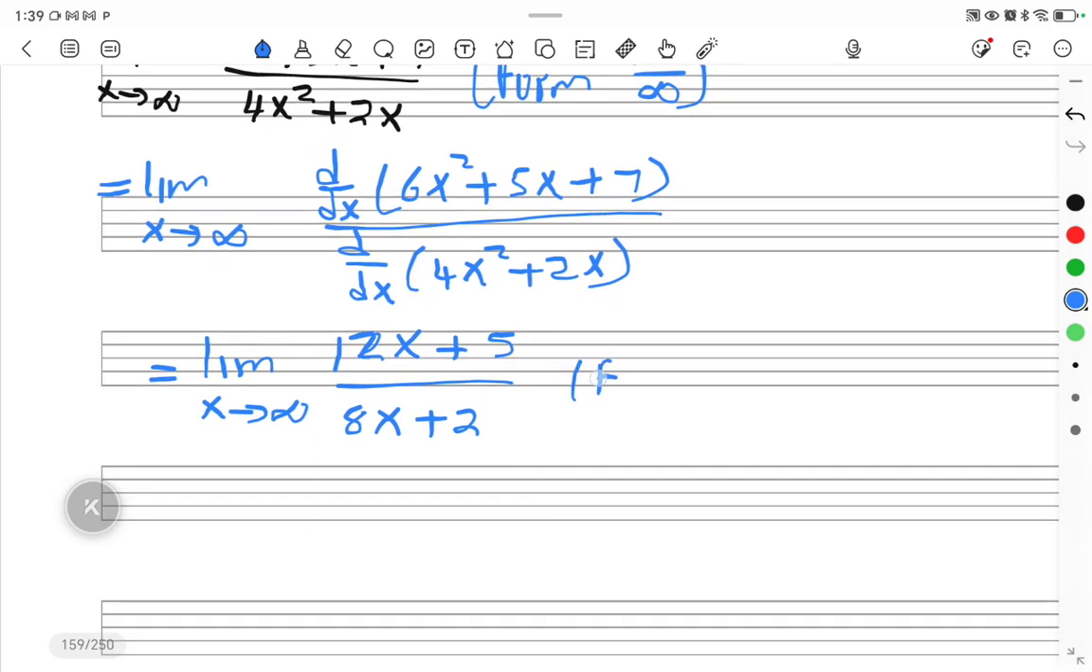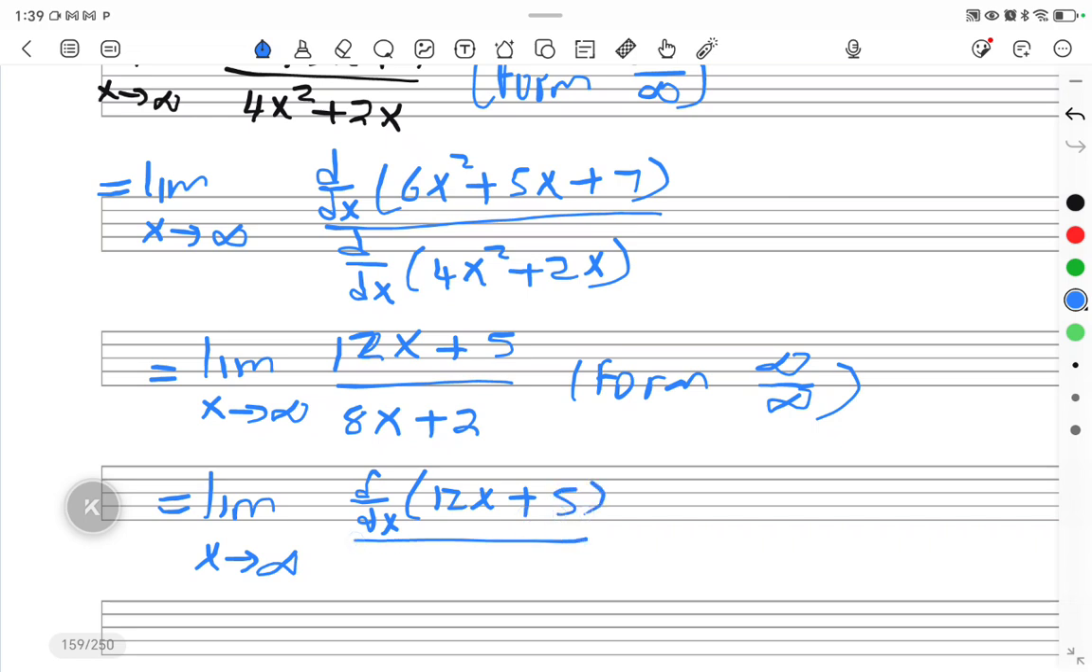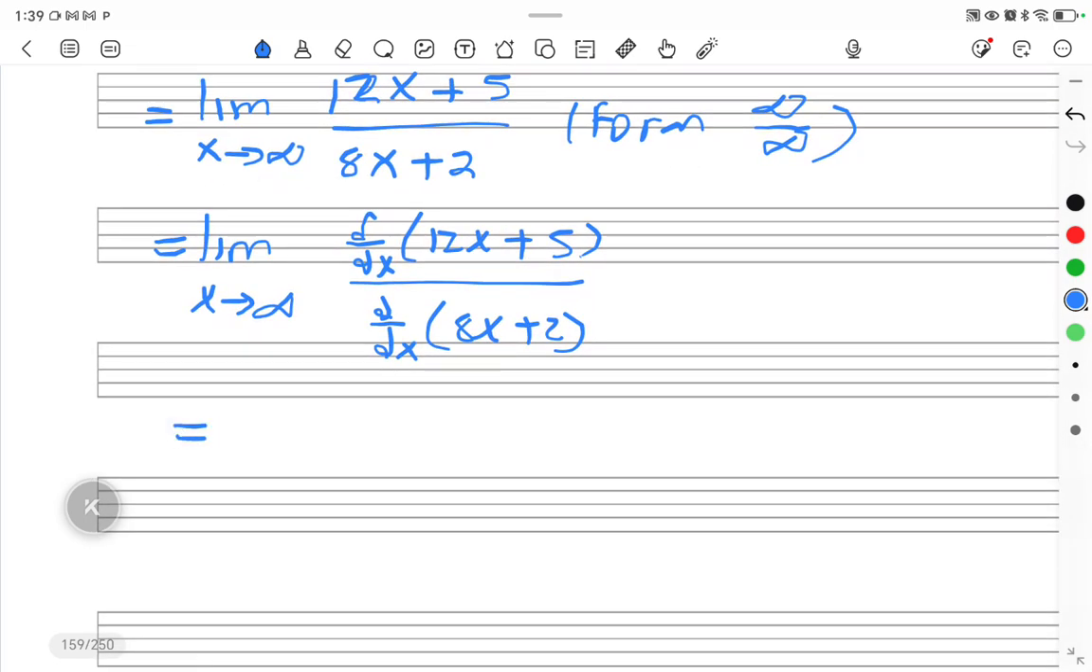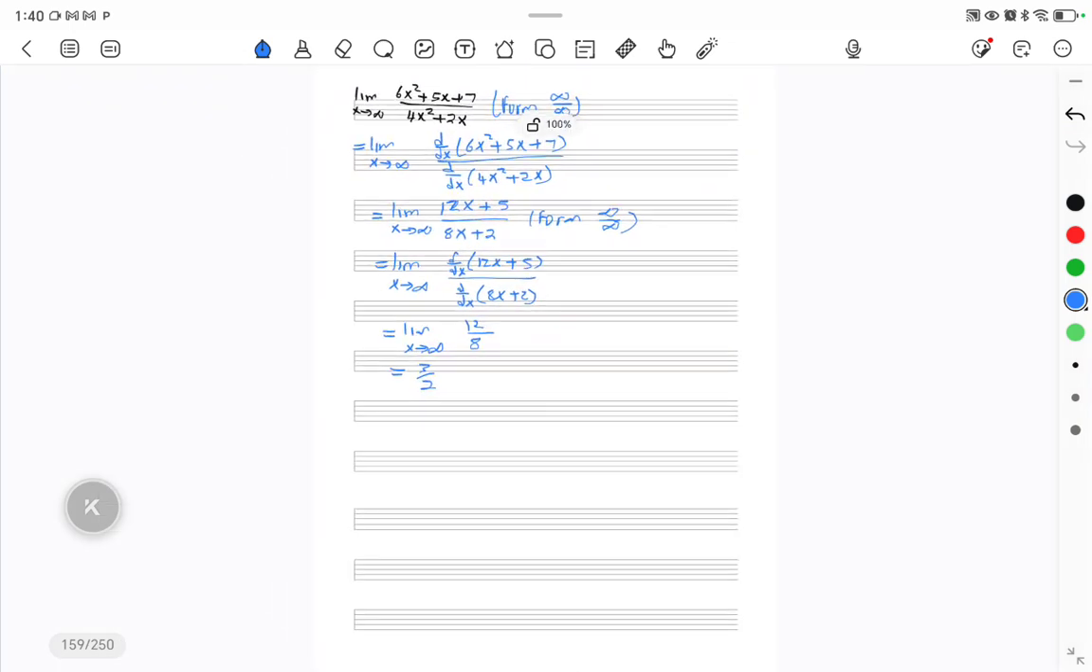So now we check the form. The form again will be infinity over infinity. We apply the derivative again. For L'Hopital rule, we derive the numerator, 12x plus 5, over, derive the denominator, 8x plus 2. And we're going to get the limit as x approaches infinity of 12 over 8. And we know that 12 over 8 is 3 over 2. So that will be the solution to this one.